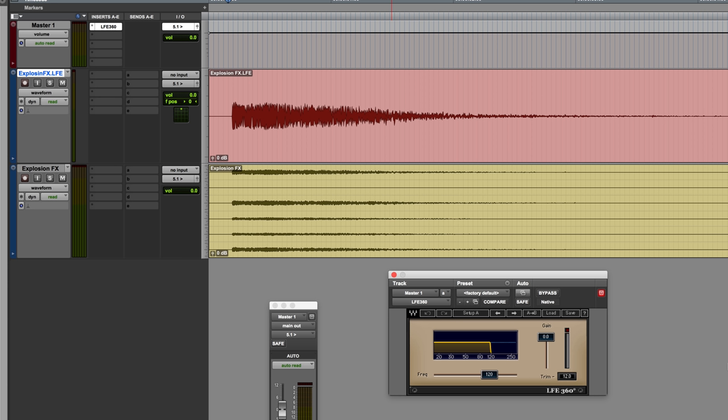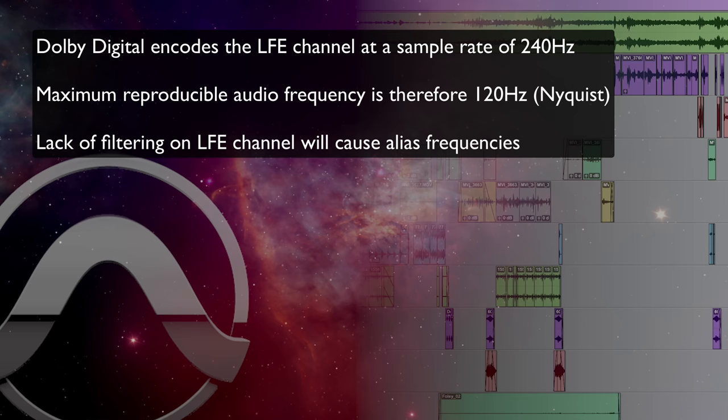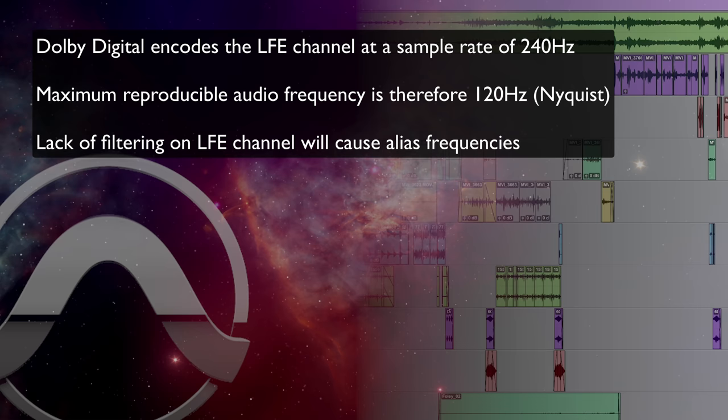There is another good reason why it's good practice to filter the LFE though. If your mix is going to be encoded to Dolby Digital, the sample rate of the LFE channel actually gets dropped all the way down to 240 Hz. If you remember anything about Nyquist, you'll know that this means the maximum reproducible audio frequency is 120 Hz.